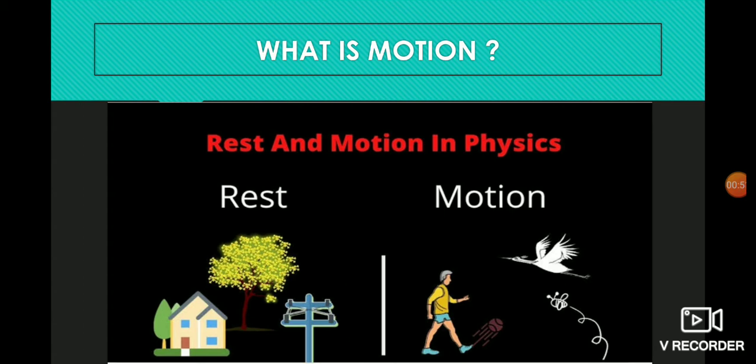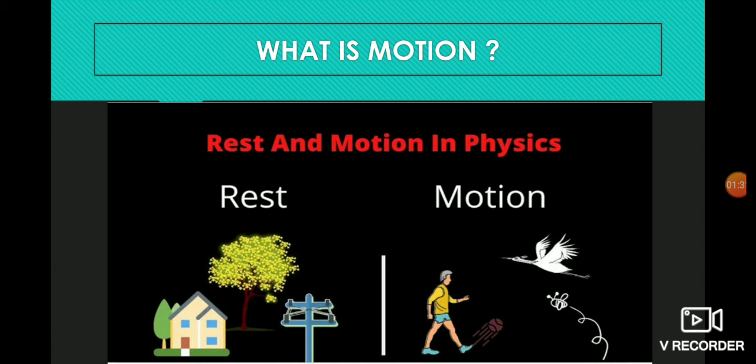Look at the left side of your screen, the left side picture. You can see a tree, a house, an electric pole. Do they move? They don't move, isn't it? So they are said to be at rest or stationary. Look at the picture on your right. You see a man kicking a football, an insect buzzing, and a bird flying. So all these four objects are moving. They are in motion. They change their position. So they are said to be in motion.